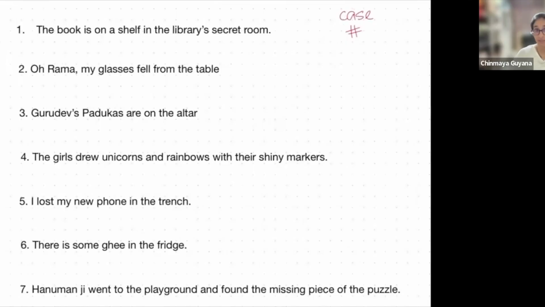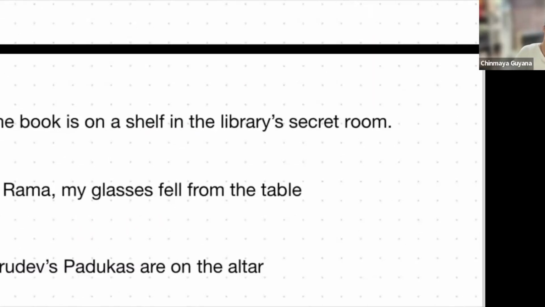Homework number 1 was to put the case and number for all nouns in these sentences. The book is on a shelf in the library's secret room. Question number 1. What is the verb? Always the first question is what is the verb? I'm hearing different answers. What is the verb in this sentence? Is. To be. To be is a verb, right? To be. I am, you are, he is, she is, it is, is. Is the verb.